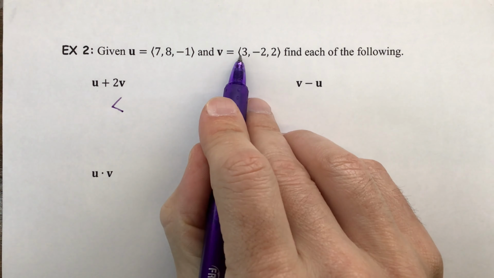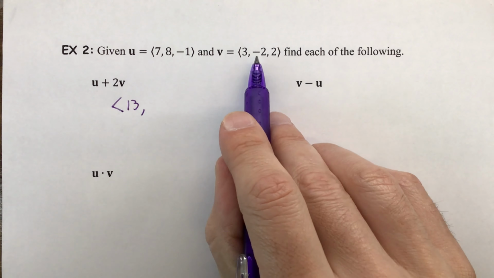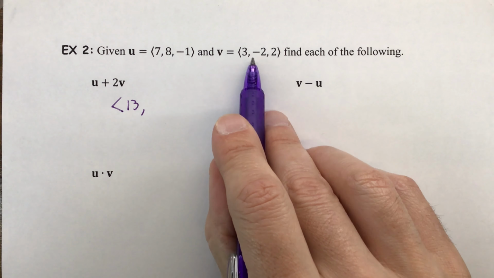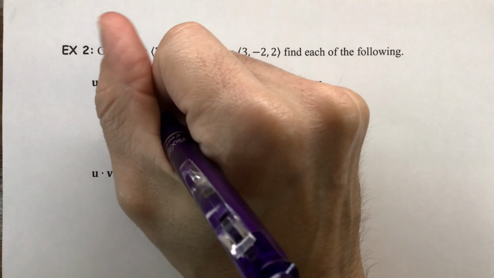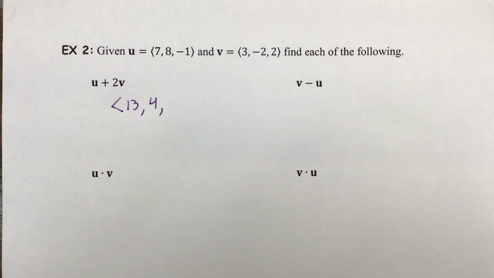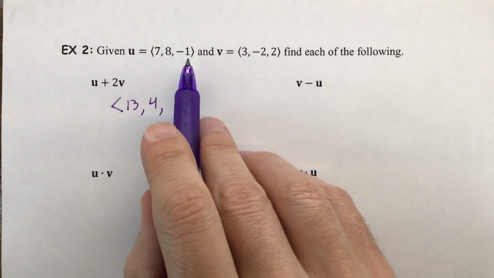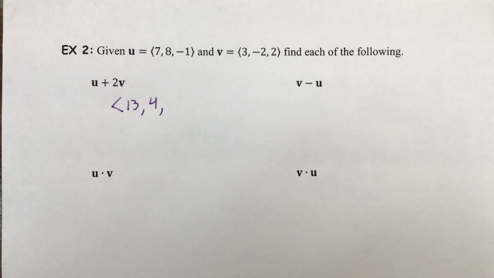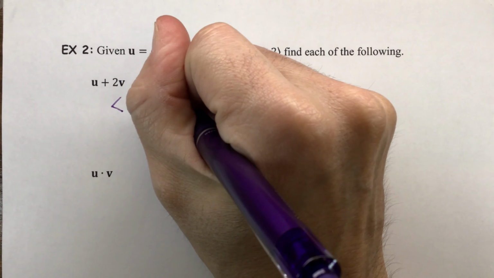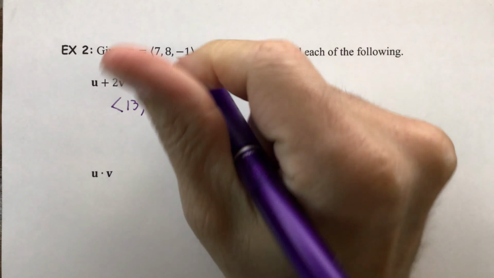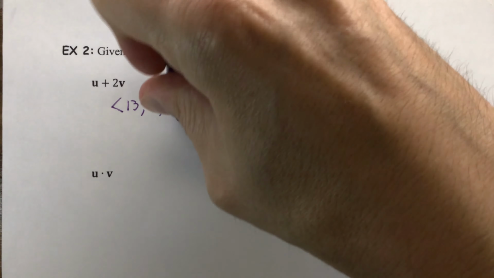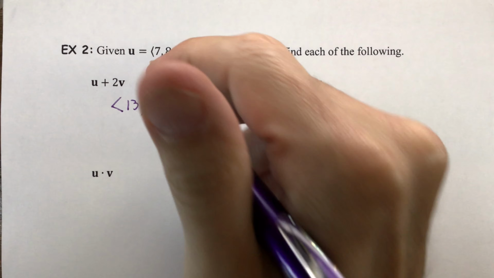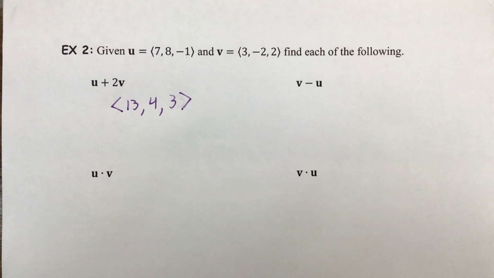Your next component, you're going to have 8 plus 2 times negative 2, so that'll be a negative 4, so 8 minus 4 is going to give you 4. Last, we've got negative 1 plus 2 times 2, that'd be 4, so you've got negative 1 plus 4, which is positive 3. And that's the answer to that one.